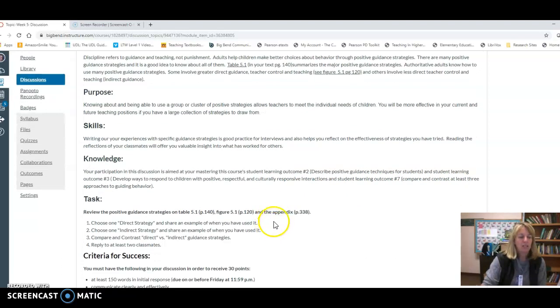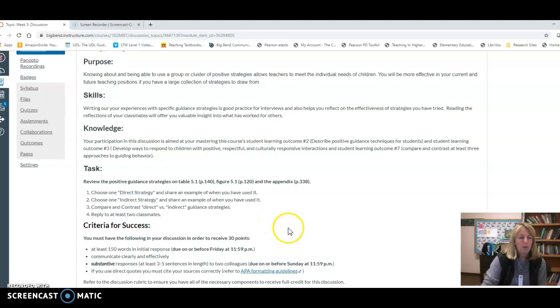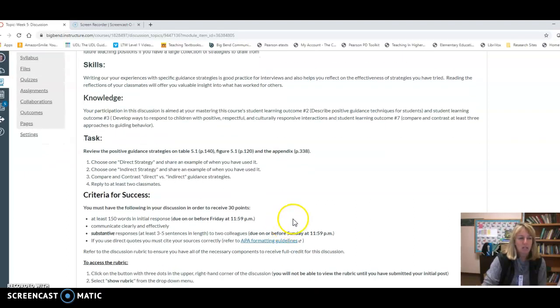What is compare and contrast, and how to put that in your discussion, okay? So you're going to choose one direct strategy, one indirect strategy. Share an example of each and when you've used it with children. And then I'm asking you to compare and contrast direct versus indirect guidance strategies.